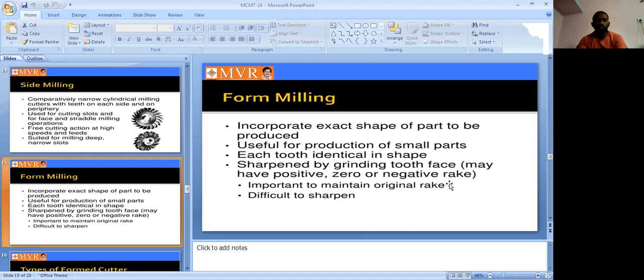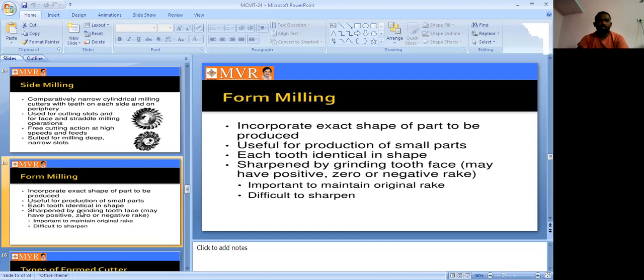So it is important to maintain the original rake. In this cutting process, the machine should maintain the original rake. So it is very difficult to sharpen. It is very difficult to sharpen one. Okay, so that is form milling, one of the very important milling types.